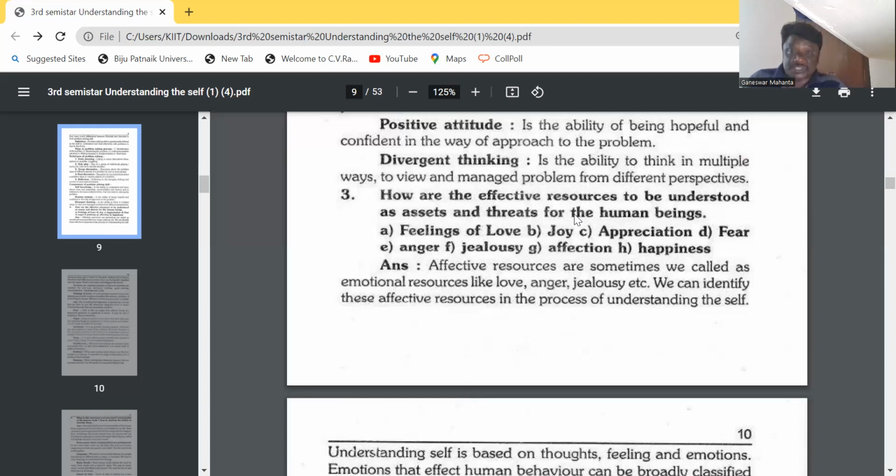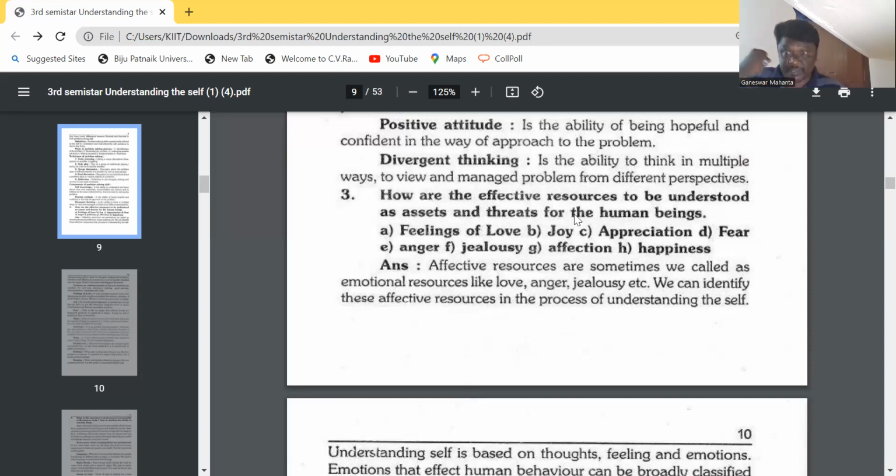So affective resources are sometimes called emotional resources. Just like one example, love, that is affective. Affection is created from love. Everyone knows love and how to create affection.